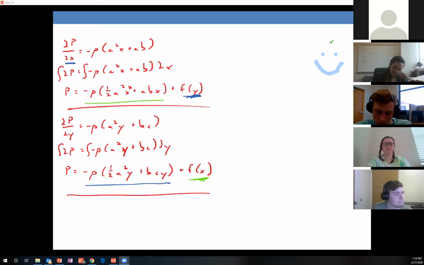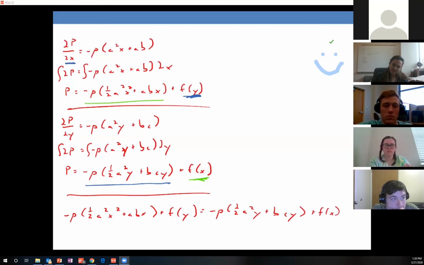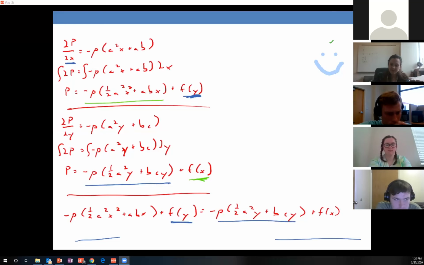Like you could say negative rho 1/2 a squared x squared plus abx plus f of y is equal to negative rho 1/2 a squared y plus bcy plus f of x. And when you do this, you should see that these sides are equal. We know they're equal because they both equal p. And so therefore, this must be what that f of y is, and this must be what that f of x is.